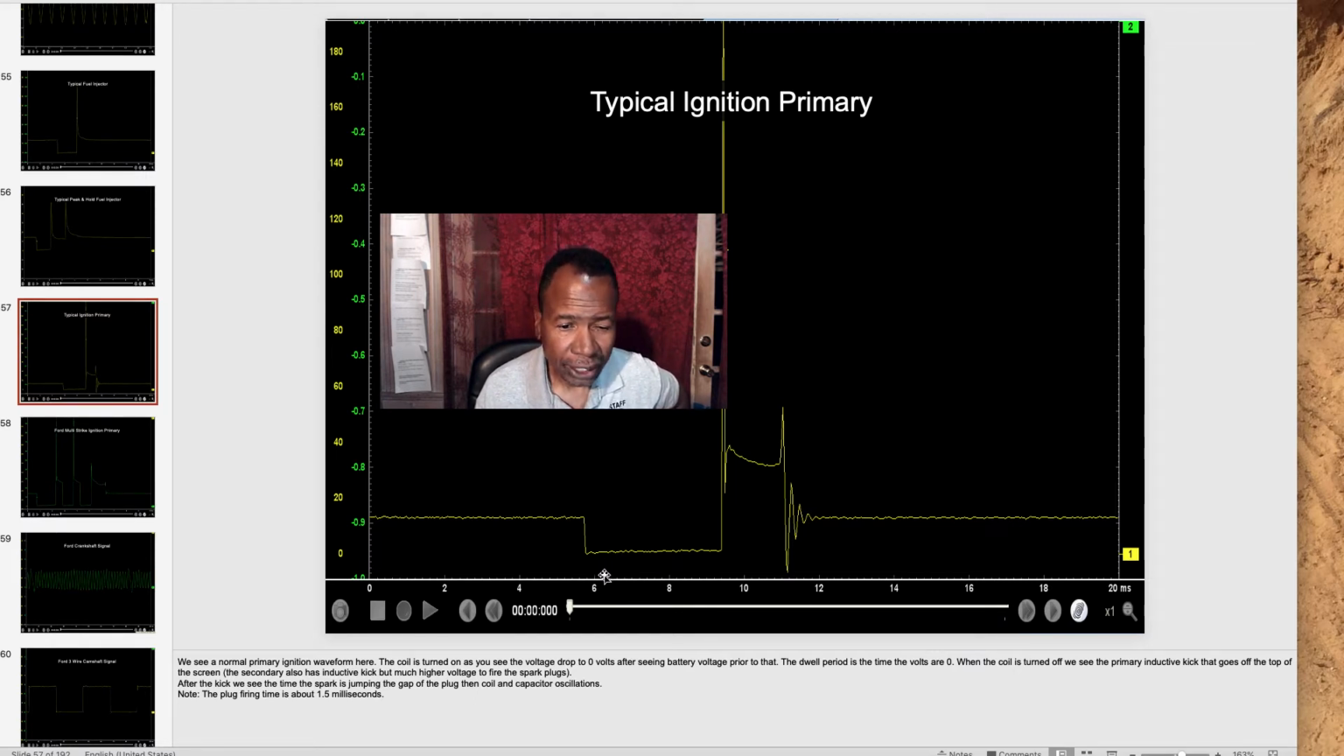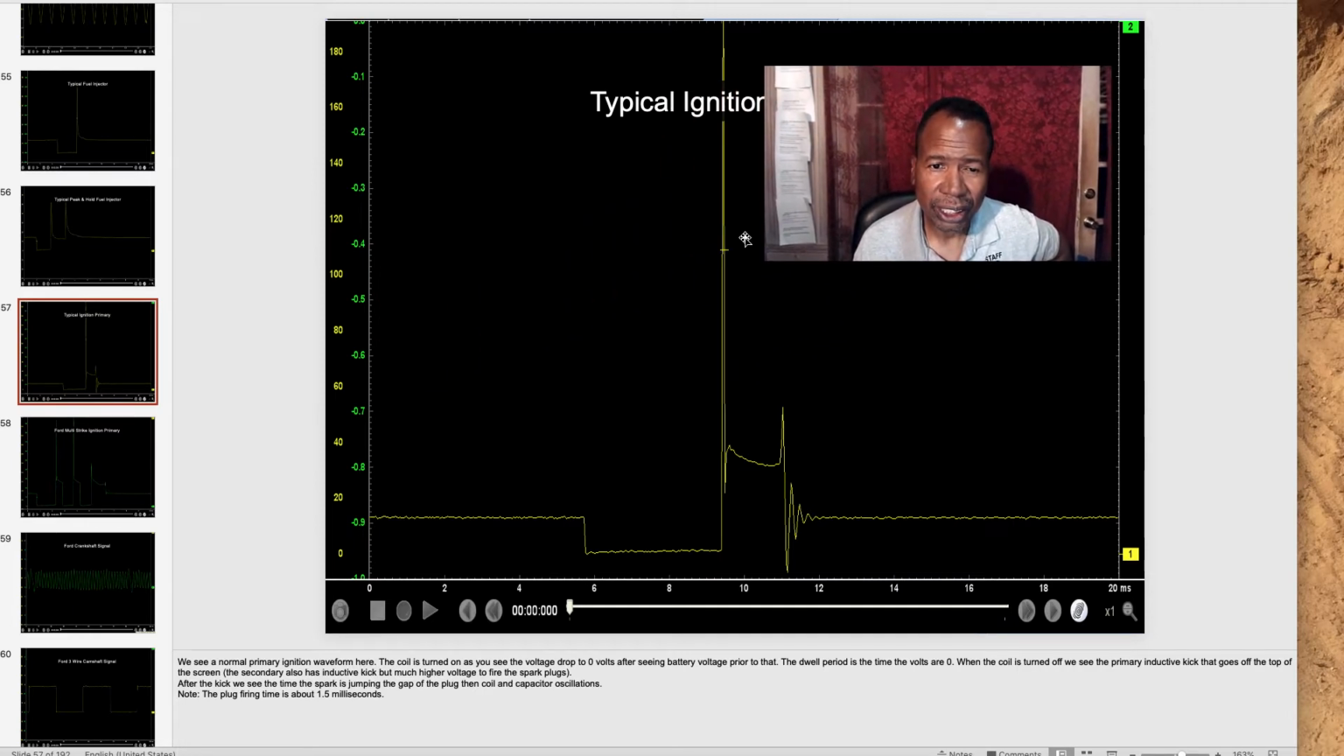When it's near zero like this, you see the zero? When it's near this zero line, the coil is being saturated. When the ICM module or PCM releases the driver to fire the coil, you see this inductive kick going off the screen. Secondary ignition has the same kick but it's much higher. But this is an inductive kick after it fires the coil. Right here is my spark line, how long the spark lasts across the spark plug. Usually it's about 1.3, 1.5 milliseconds, depends on the car.